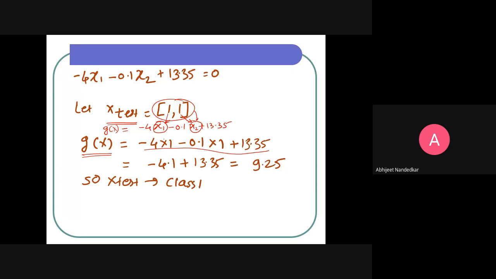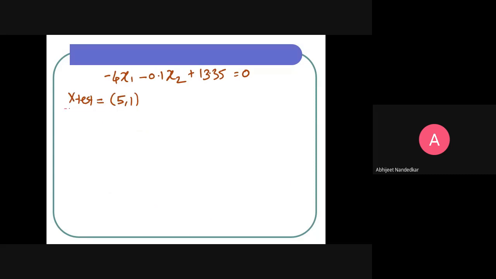So this will be minus 4 into 1 minus 0.1 into 1 plus 13.35. If you solve this, your answer is positive. Once your answer is positive, you will declare this as your class 1 sample. And we know that (1, 1) was actually belonging to class 1. So our dichotomizer is working fine.